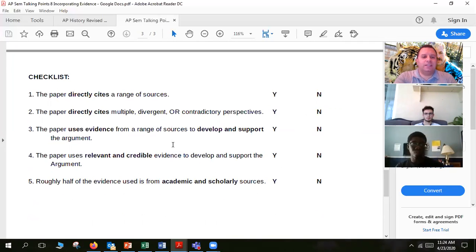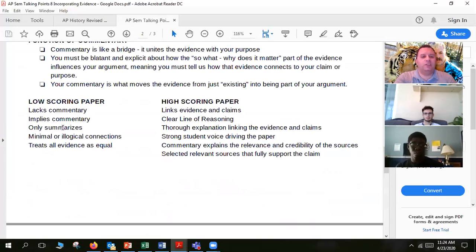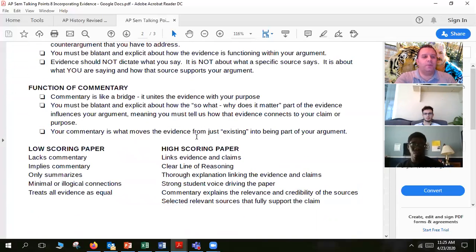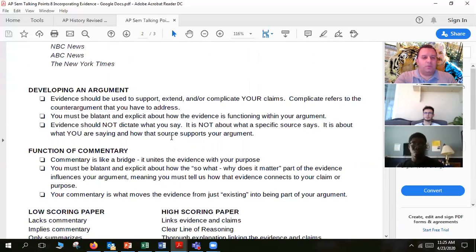I would focus less on the checklist, and I would focus again on the things up here. What differentiates a high scoring paper from a low paper? And then focus on those bullet points that I mentioned as I went through this, okay?